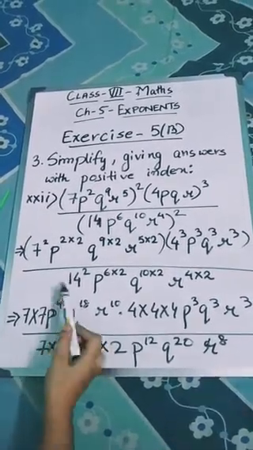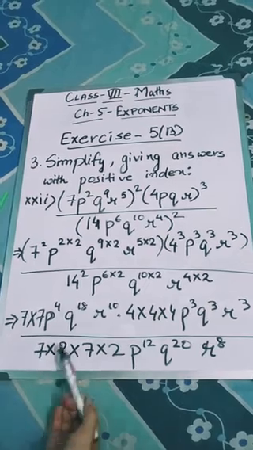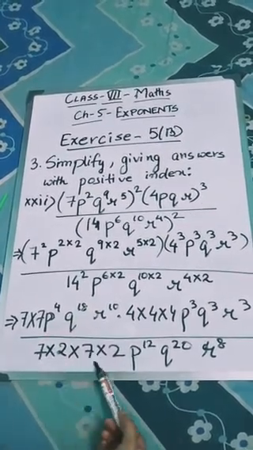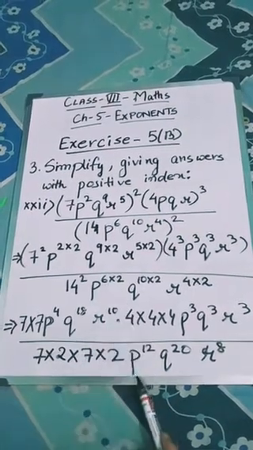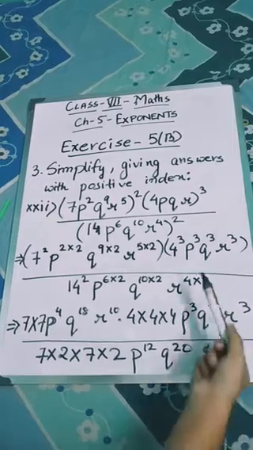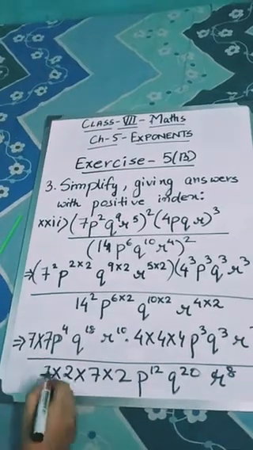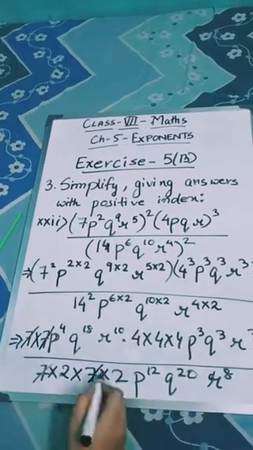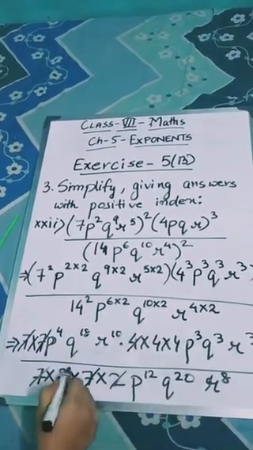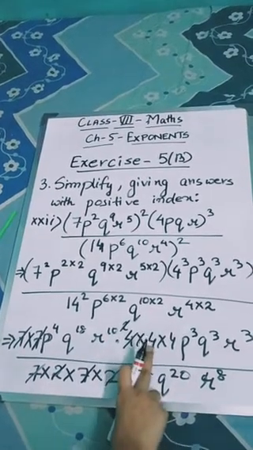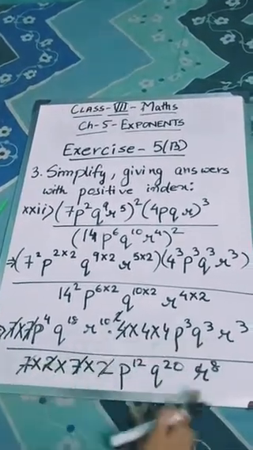By 14 you can write it as 7 into 2, and here it is square, it means 2 times, so 7 into 2 into 7 into 2. And here p to the power 6 2s are 12, q to the power 20, r to the power 8. Okay, now when 7 cut each other, 2 2s are 4, 2 2s are 4. Okay, so now here is what is left, 4 into 4 is left, and all the coefficients are left.